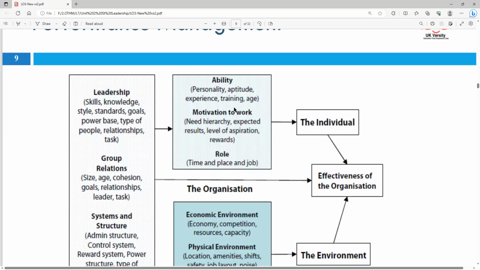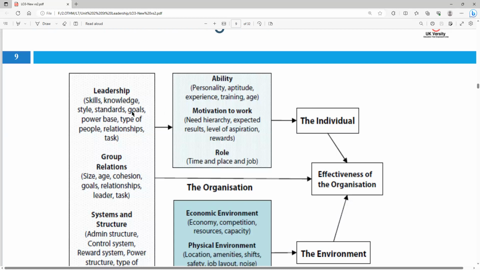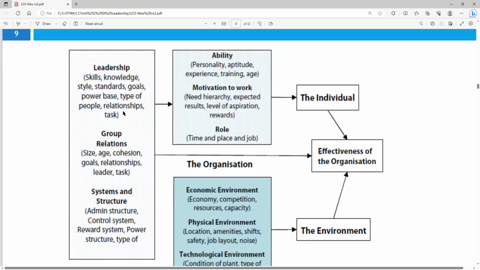When we're talking about leadership, we are talking about the skills, knowledge, the type of people, the relationships, the group relationship, the group size, the cohesiveness, and the systems and structure. So leadership looks at the whole system and the whole organization rather than the ability of one individual. So leadership looks at the effectiveness of the whole organization as such.